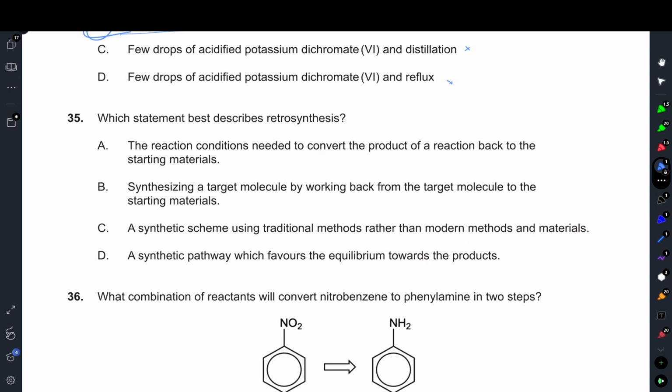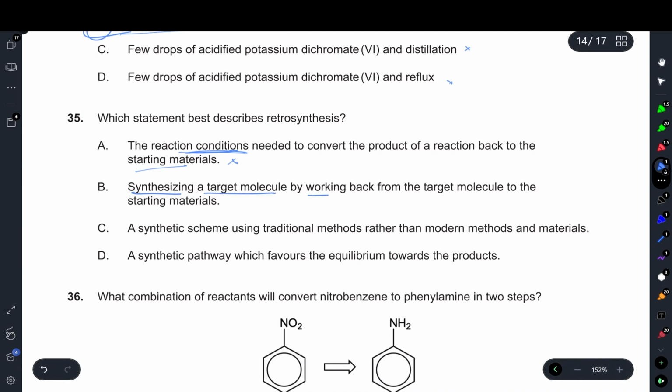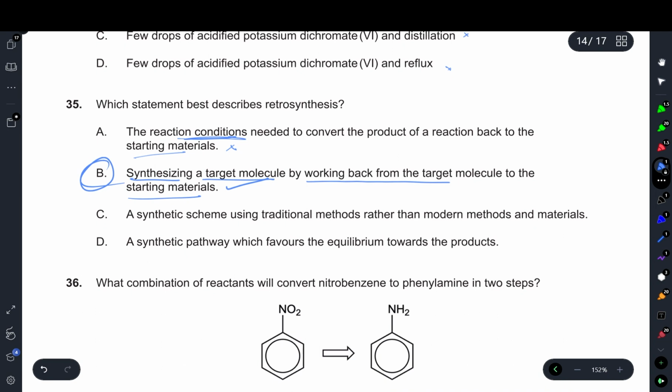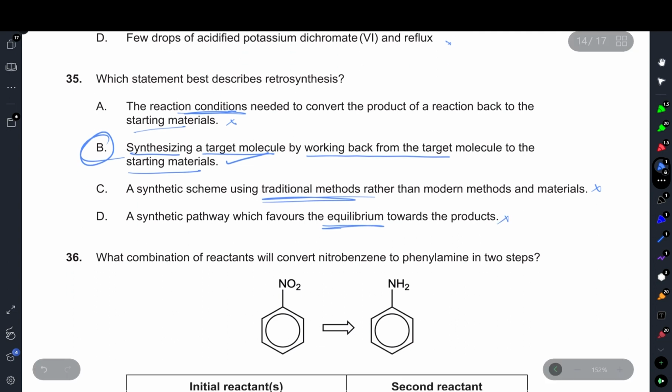Which statement best describes retrosynthesis? Let's just go through each and every option. The reaction conditions needed to convert the product of the reaction back to starting materials. Incorrect. This is essentially making the reactants from the products. Next, synthesizing a target molecule by working back from the target molecule to the starting materials. This is correct. Retro in this sense means working backwards, not going back in time like the traditional methods. And this favors the equilibrium, not necessarily. So option B is the correct answer for this one.